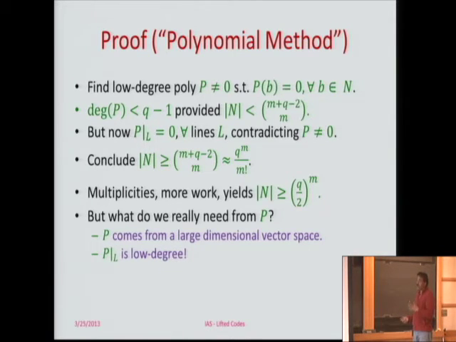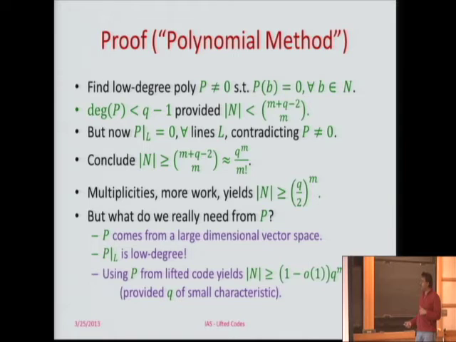So if that is the case, then we should not be picking p to be a polynomial, but rather a code word of our lifted code, and if you do that, then you get a lower bound on the Nikodym sets which is 1 minus little o of 1 times q to the m. So the size of the Nikodym sets is not a vanishing fraction of the whole space, but an overwhelming fraction of the whole space. Okay, so this is what we get.